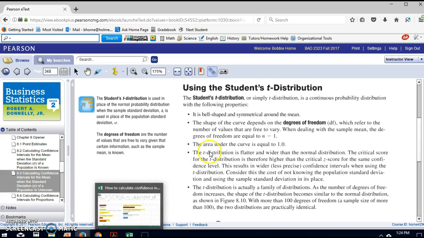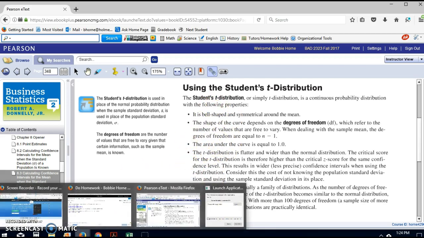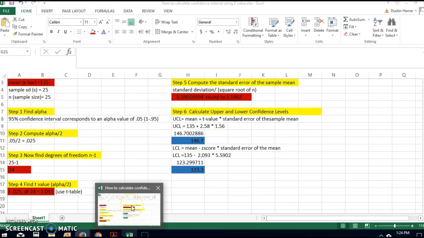So I just wanted you to see that. You can go back and kind of read over that. That may help you with a few questions. But I'm going to go to my Excel spreadsheet.